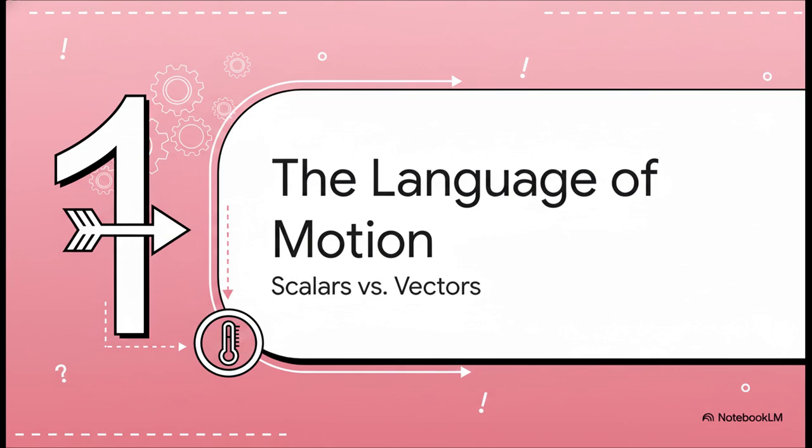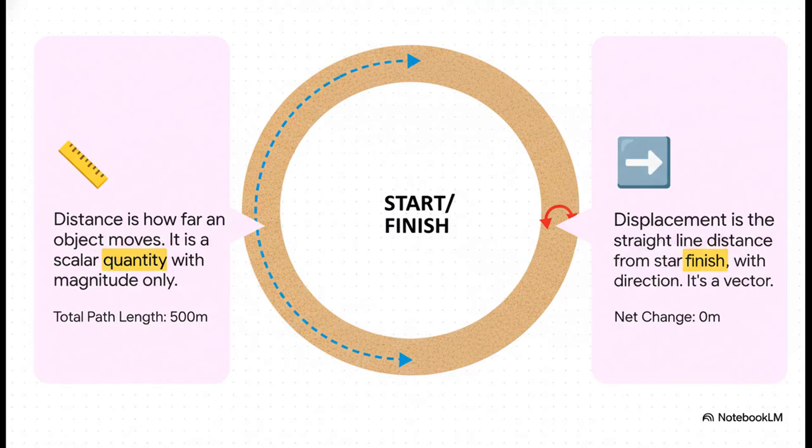You see, in physics, words have really precise meanings, and the first big idea to get your head around is the difference between scalars and vectors. It might sound a bit technical, but it is the foundation for absolutely everything else we're going to talk about. So, let's kick off with distance versus displacement.